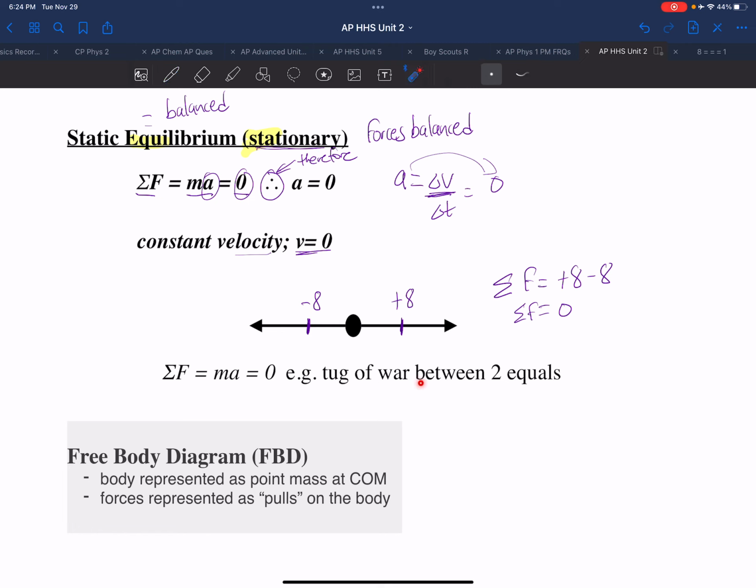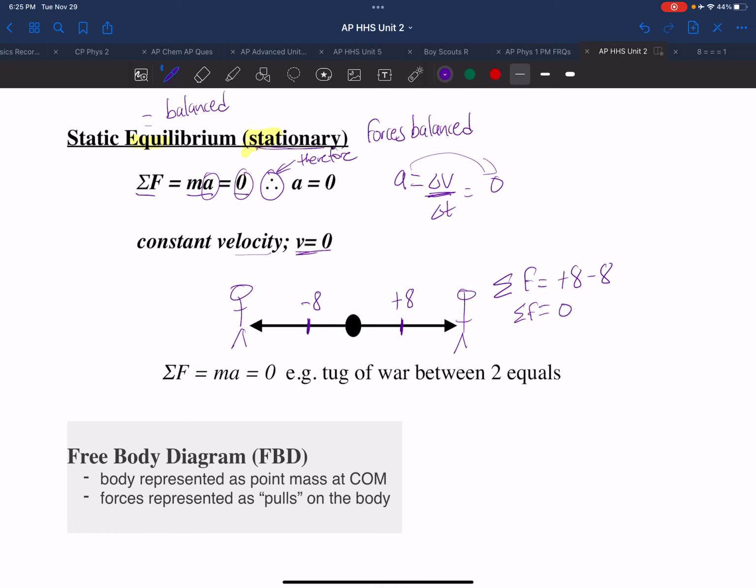An example of this might be a tug of war between two equal persons. A person standing on this side pulling with an 8 Newton force and a person standing on that side pulling with an 8 Newton force. The two remain stationary even though there are forces. So what this goes to show us also is that just because they're forces does not mean that there is motion. Forces can be balanced, and there isn't any motion at all.